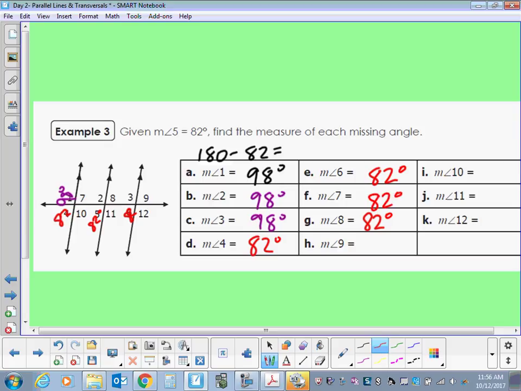What about angle 9? 98. Angle 9 is also vertical. Alright, so what about angle 10? 10, 11, and 12 are all corresponding, so that's going to be 98. Careful.